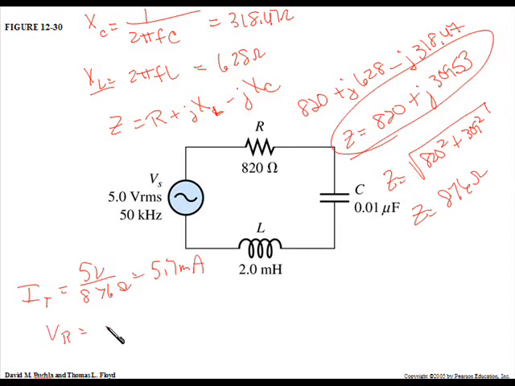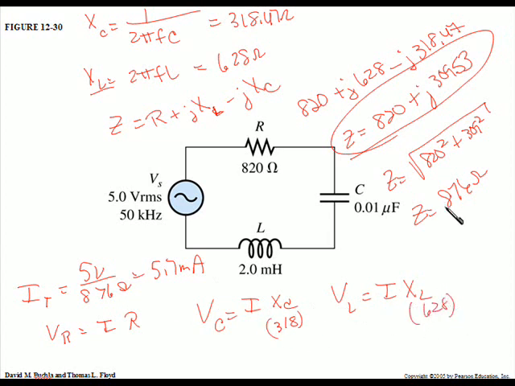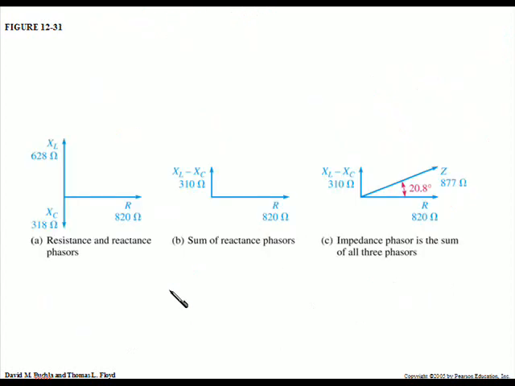And then VR is current times R, VC is current times XC, and VL is current times XL. So this is the 318 number, this is the 628 number, and these are the currents. And here we have the triangle.